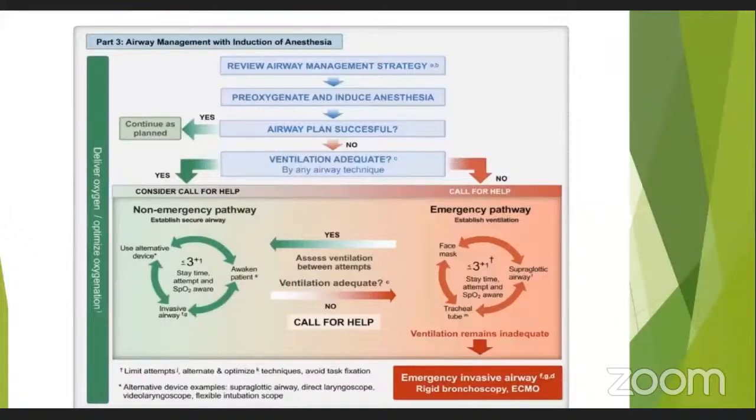So in that case, you try and ventilate these patients either with a two-hand technique of face mask or a supraglottic airway, or you go for a different attempt of tracheal intubation, maybe using a different technique or maybe using a different hand. But at all points of time, try and limit the time that you're taking, try and limit the number of attempts, and ensure that you are supplementing oxygen to these patients and maintaining a saturation. If despite all your attempts, you're not able to ventilate these patients adequately, then they fall under the emergency invasive pathway of airway management. And in that case, you might have to go for a rigid bronchoscopy or ECMO in this subset of patients.